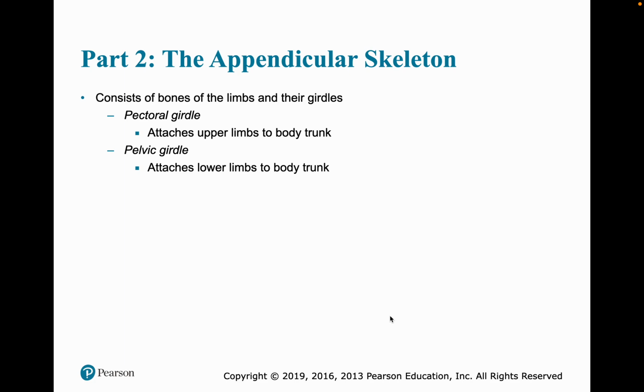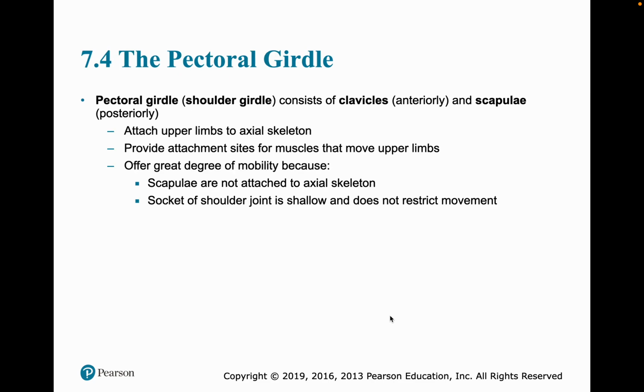Appendicular skeleton, starting with the pectoral girdle and the upper limbs, followed by the pelvic girdle and the lower limbs. The bones of the limbs and their girdles: the pectoral girdle is for the upper limbs, the body trunk, then the pelvic girdle for the lower. The pectoral girdle, or the shoulder girdle, consists of clavicles in the front and scapula in the back. They attach the upper limbs to the axial skeleton.